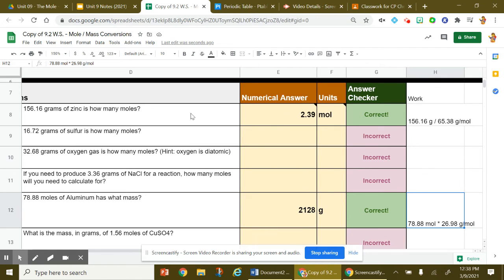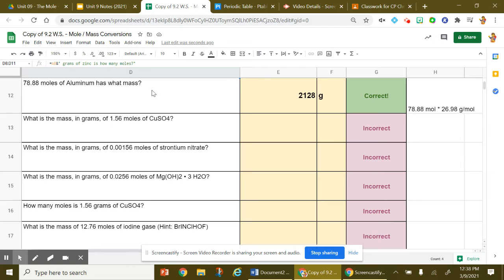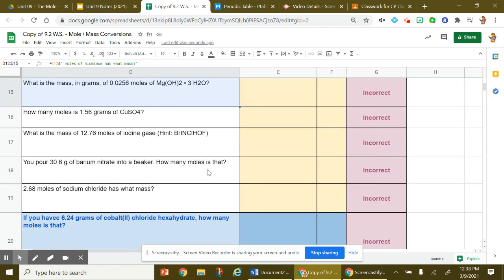Okay? So the first few problems here, you're going from grams into moles. The next few problems, you're going from moles into grams. These last ones go back and forth a little bit. So let's see here.